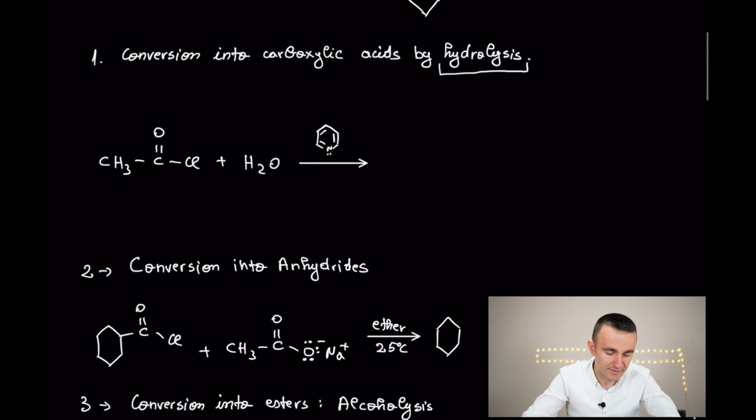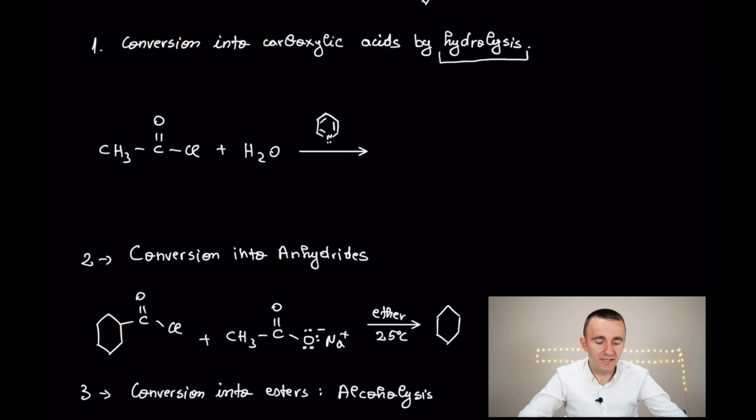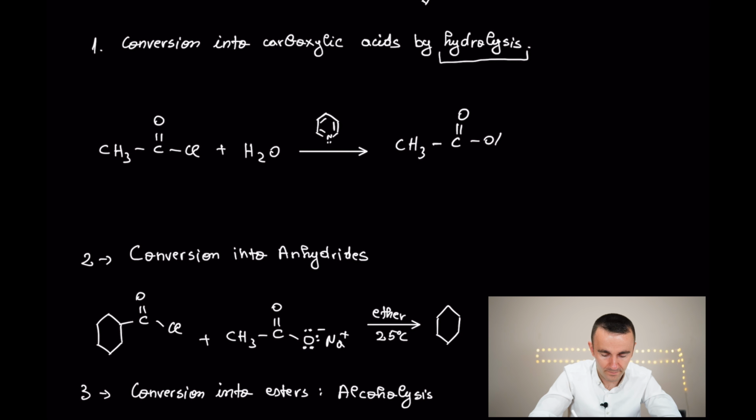Now let's move to the reactions. Conversion into carboxylic acids by hydrolysis. It requires some pyridine as a base to neutralize the hydrochloric acid that is created during the process. So you're going to get carboxylic acid.